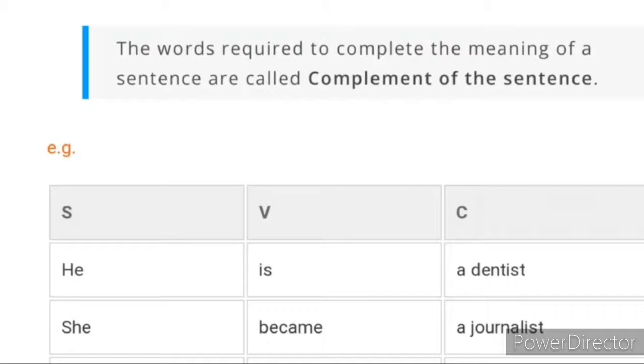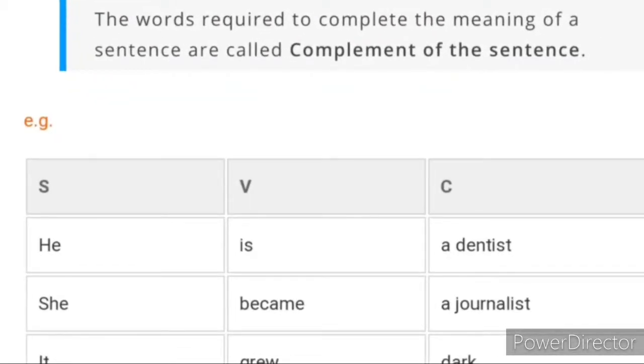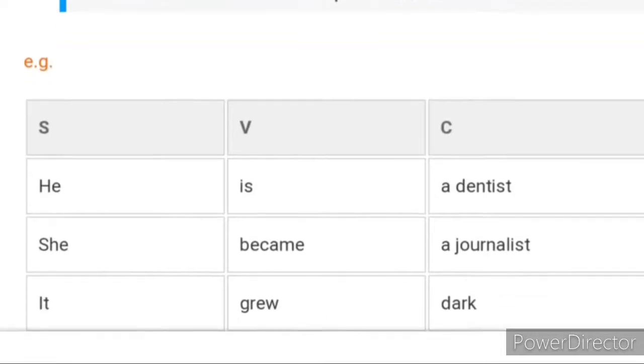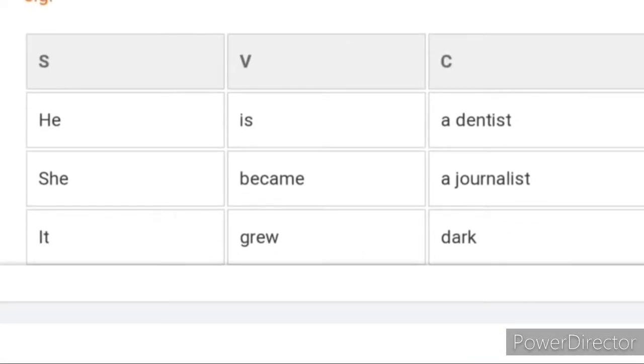For example, see here, he is a doctor. She became a journalist. She, the subject, and became, the be-form verb. A journalist, a dentist, these are all the complement. See, it grew dark. Actually here it grew. To complete the meaning of the sentence, I have to get the word dark. So that is the complement. Understood, children? So what is a complement? I read it three times. The word required to complete the meaning of the sentence is called the complement.